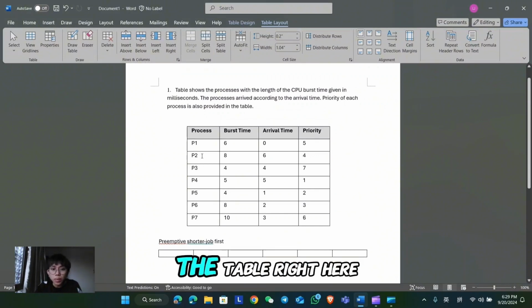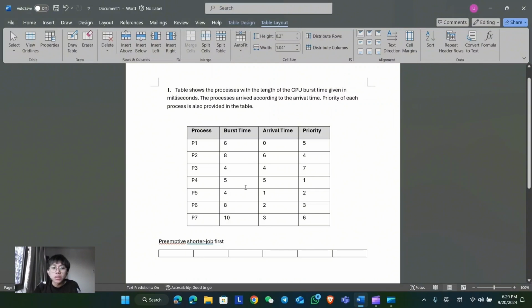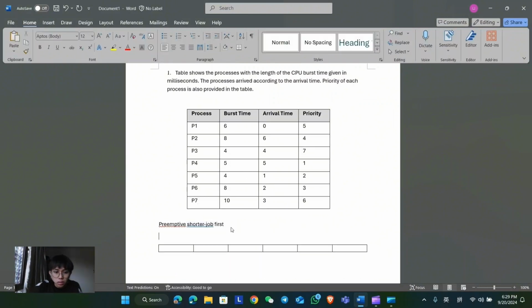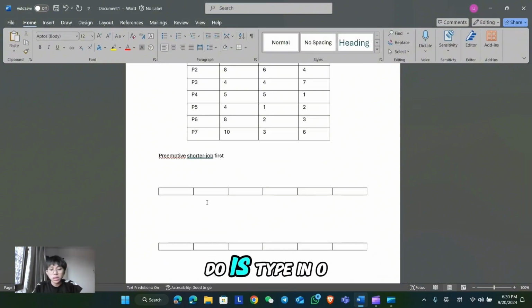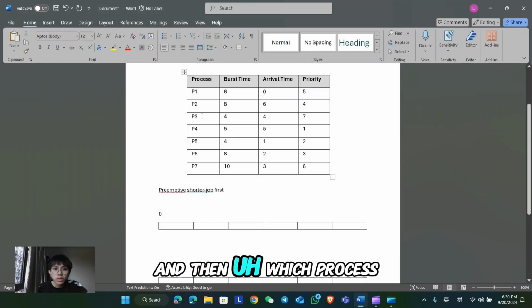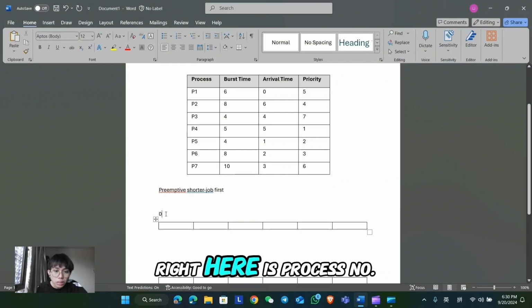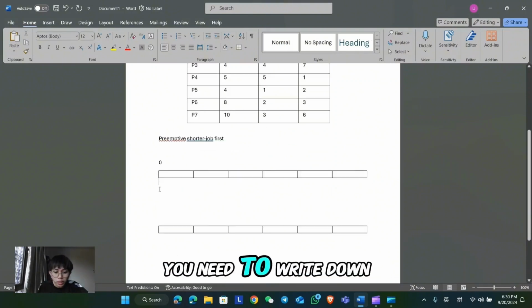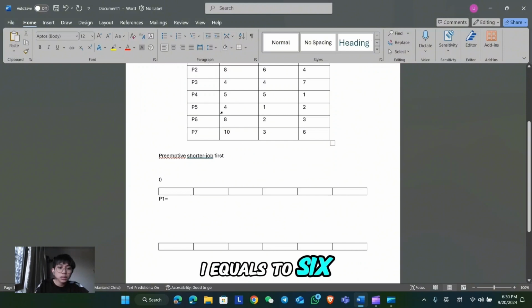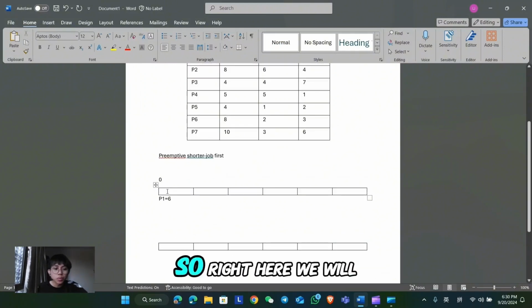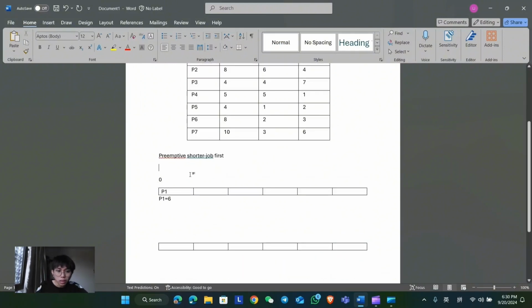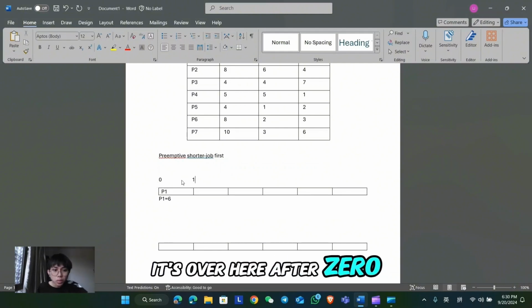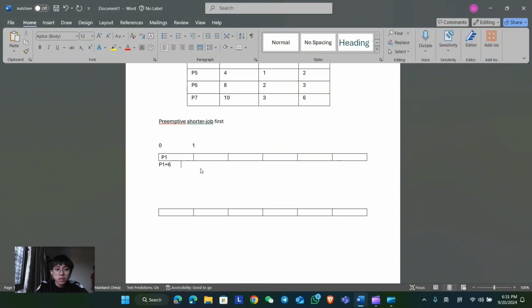We will look at the table right here. This is the process, this is the burst time, this is the arrival time, and this is the priority. So how do you calculate the shortest job first? First thing we need to do is type in 0 right here. The process that matches 0 is process number 1, so you write down process number 1 equals 6. There is no other choice, so we write process number 1. Then let us continue, after 0 is of course 1.